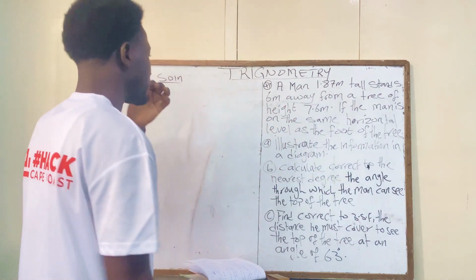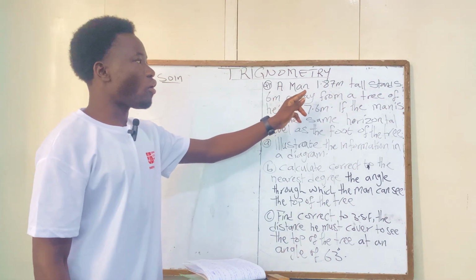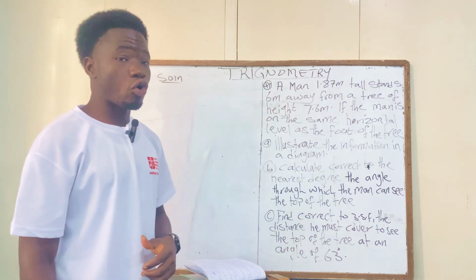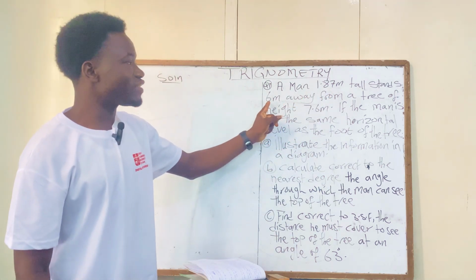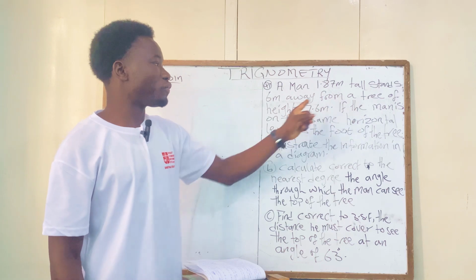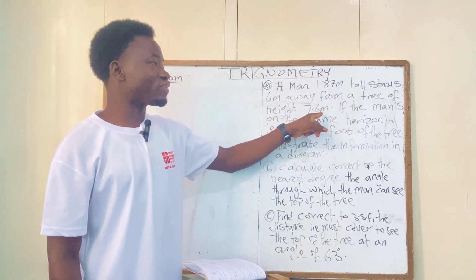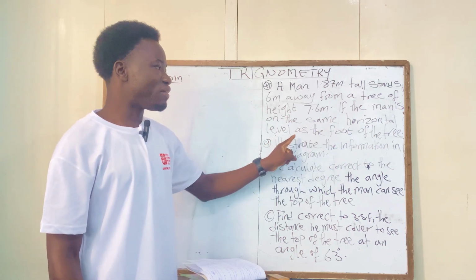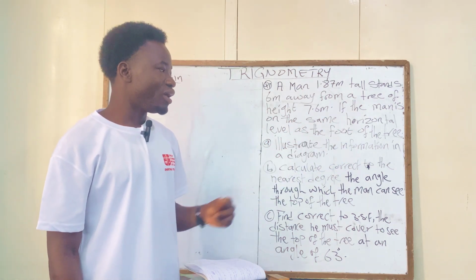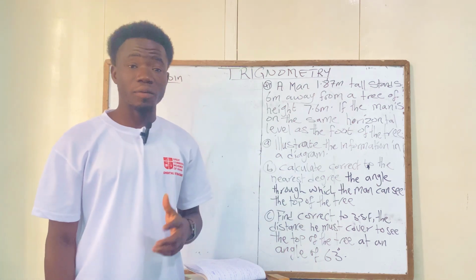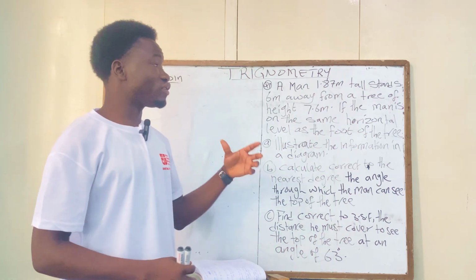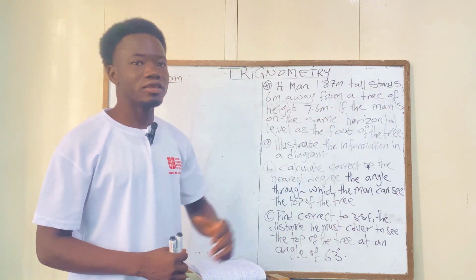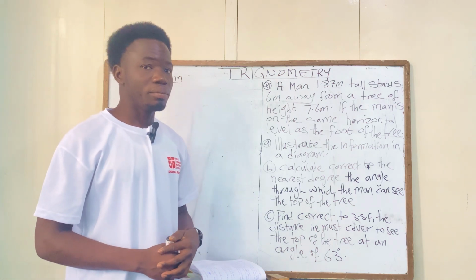The question says that a man of 1.87 meters tall stands 6 meters away from a tree of height 7.6 meters. If the man is on the same horizontal level as the foot of the tree, illustrate the information in a diagram. Now, I want you to take a screenshot of this question, in any case, we may be using it to solve the other questions below it.